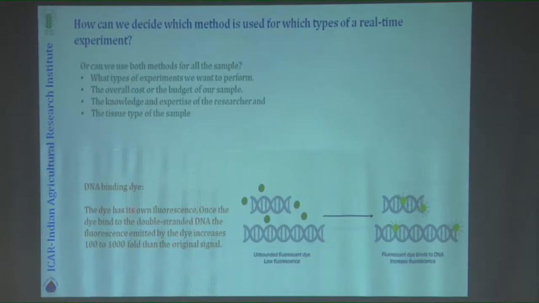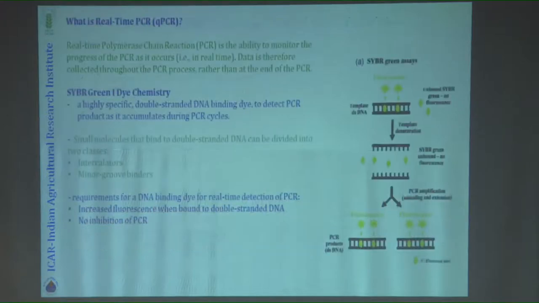So we have DNA binding dye. The dye has its own fluorescence. Once the dye binds to double-stranded DNA, the fluorescence emitted by the dye increases 100 to 1,000 fold over the original molecule. With single-stranded DNA, they will not be able to bind, but they will be able to get into the minor and major grooves of double-stranded DNA, and the binding is going to give you the signal, which could be amplified, right? And this is what is detected in your equipment.